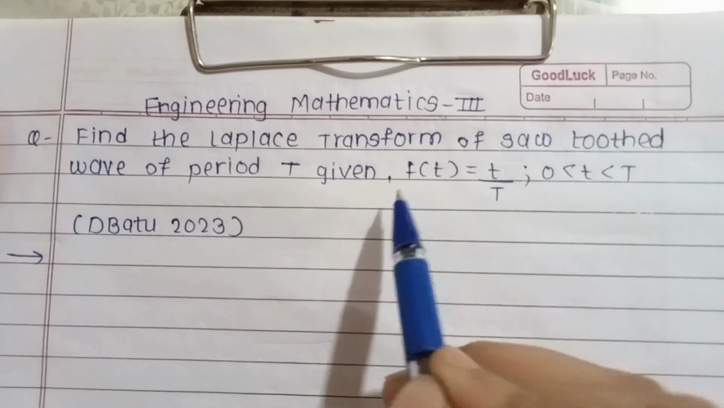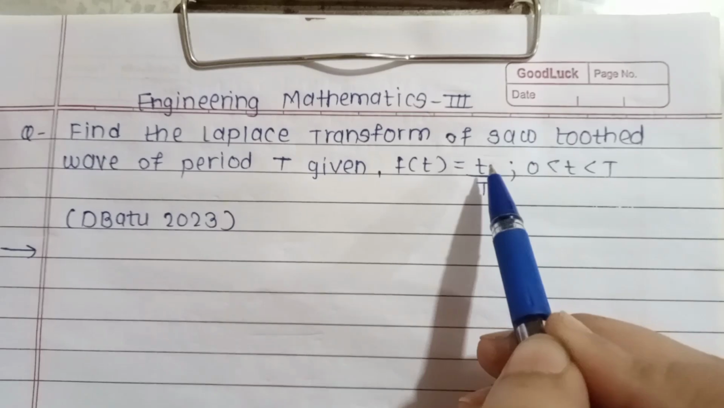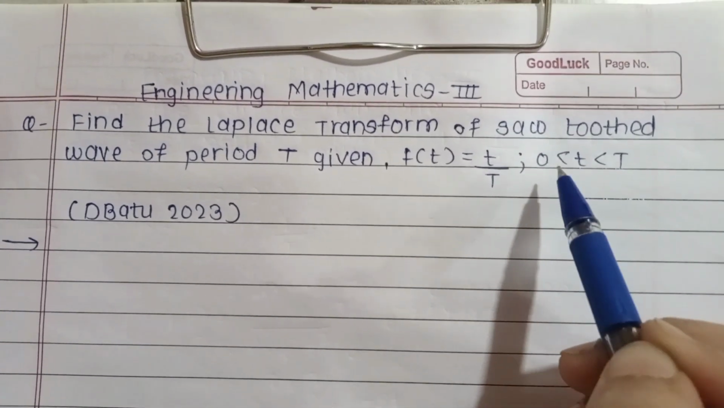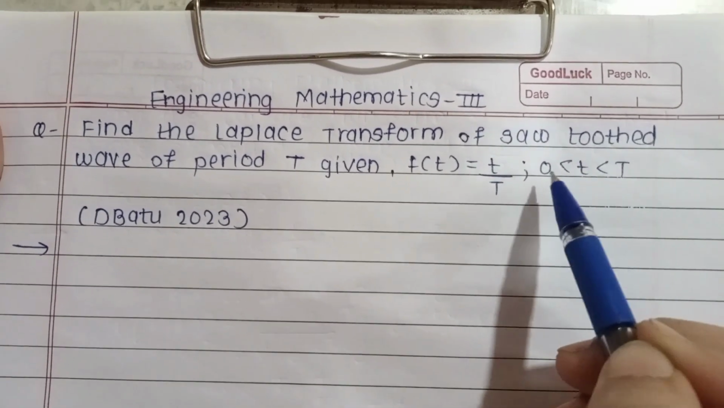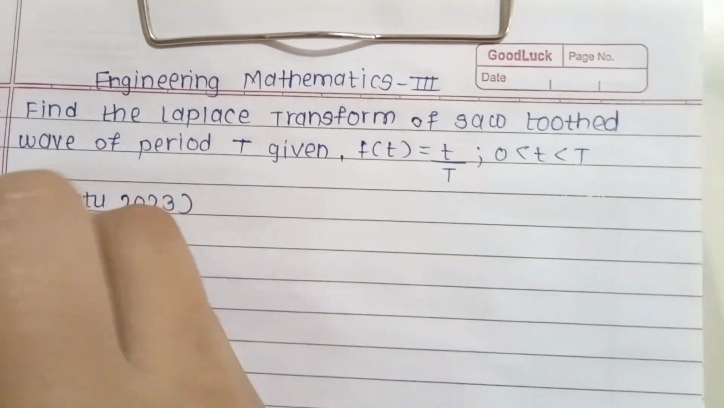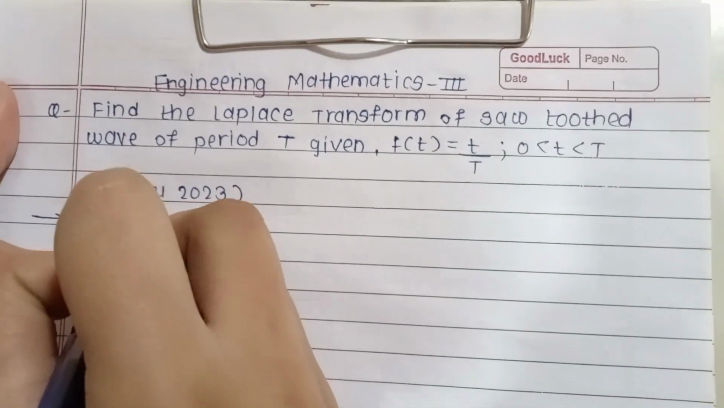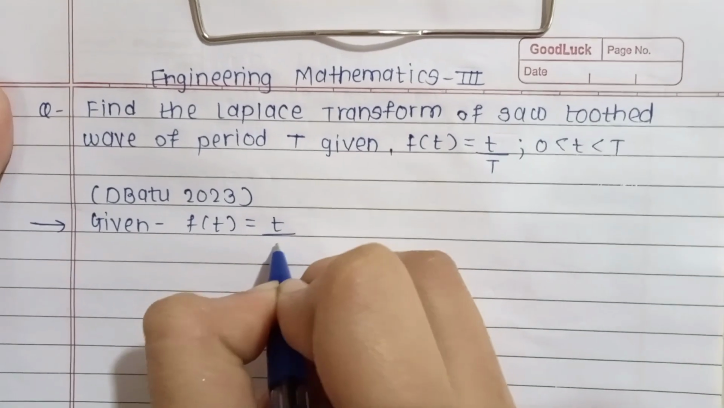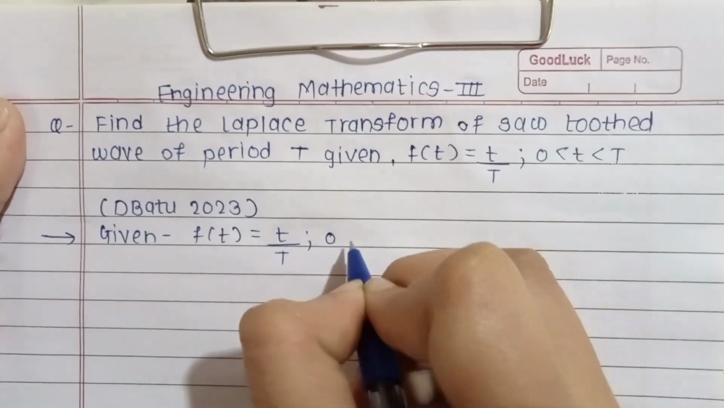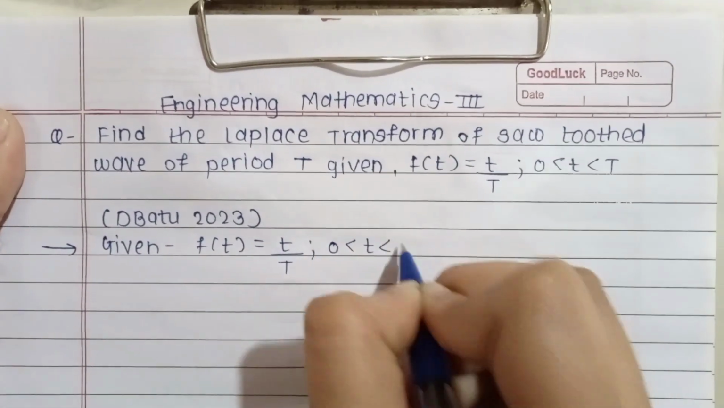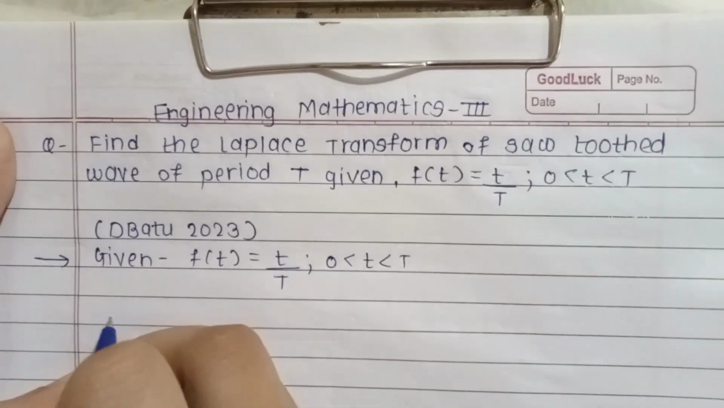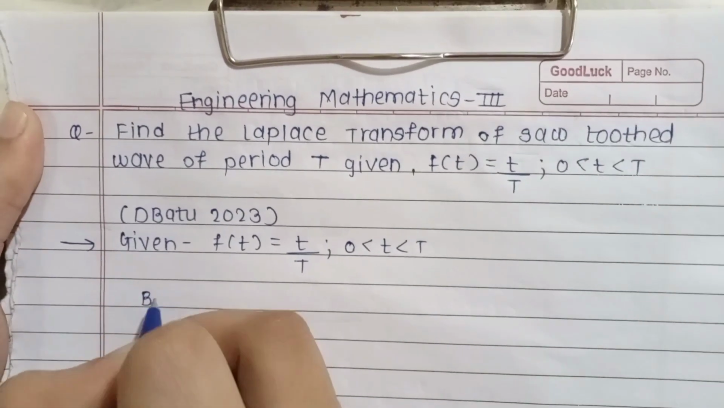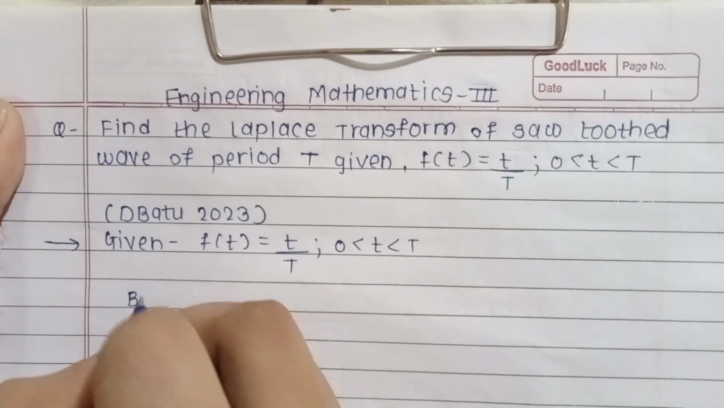Find the Laplace transform of sawtooth wave of period T, given f of t is equal to small t upon capital T, for the limits of t varying from 0 to capital T. So first of all, given is f of t is equal to small t upon capital T for the limits 0 to capital T. Now we have to use the definition of periodic function.